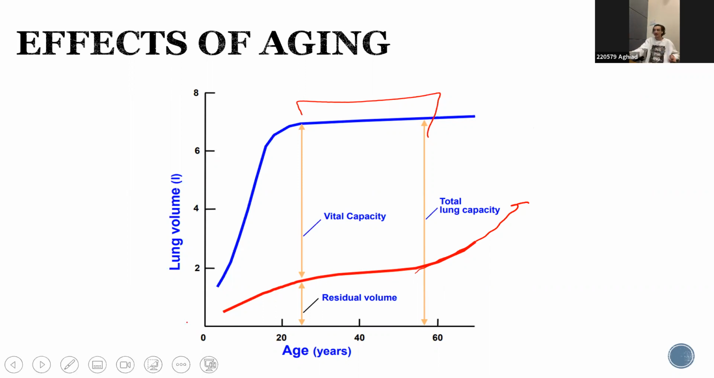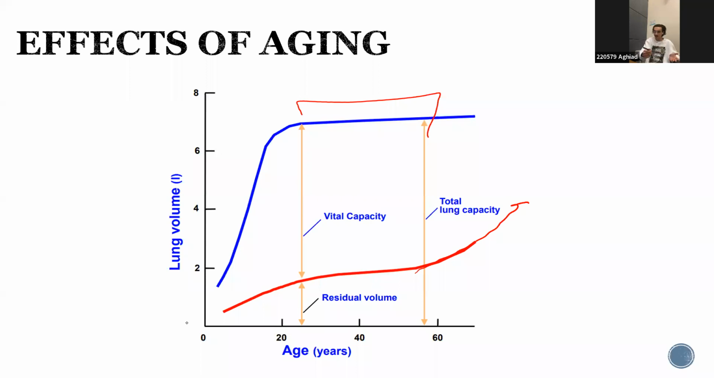As our colleague here explained very well, thank you so much. With age, residual volume increases, but the lung capacity stays constant. However, because the lung capacity stays constant, the residual volume changes, increasing. The vital capacity decreases.